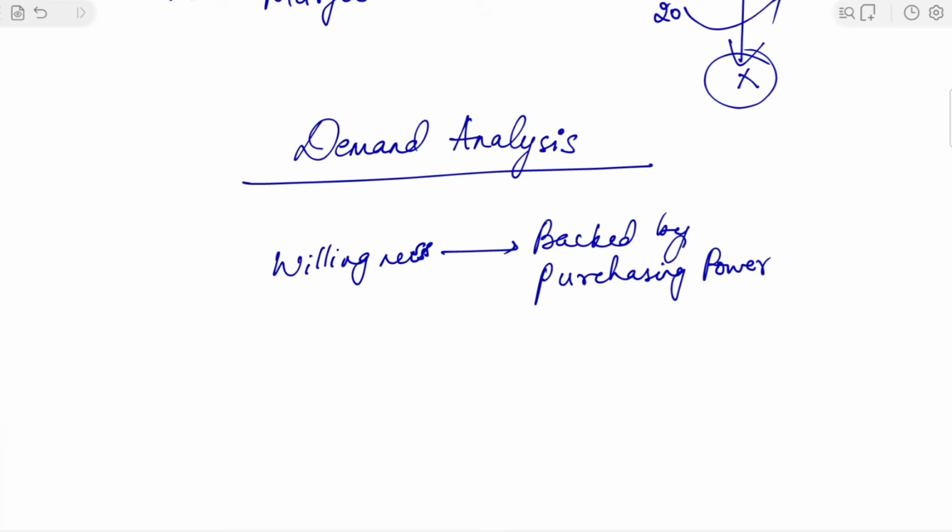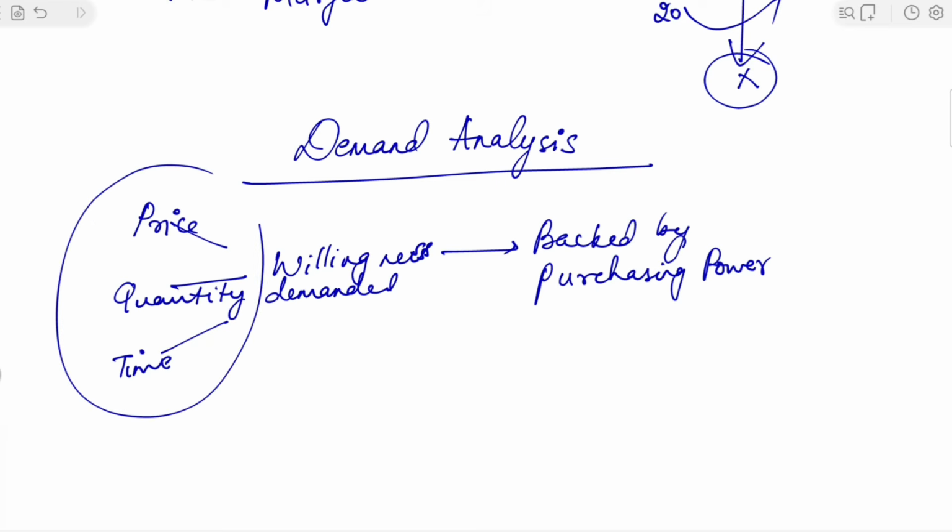For demand in managerial economics, it has three essential traits: price, the quantity demanded, and the time. These three are important for demand.